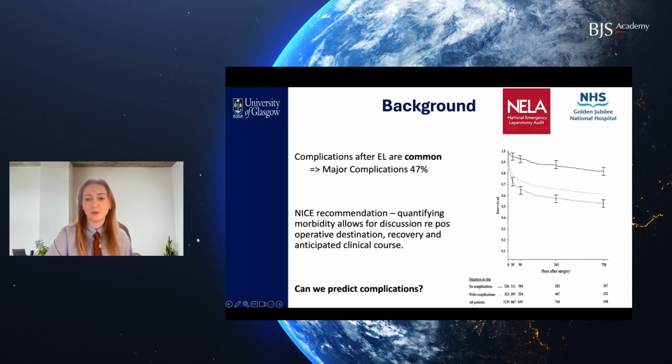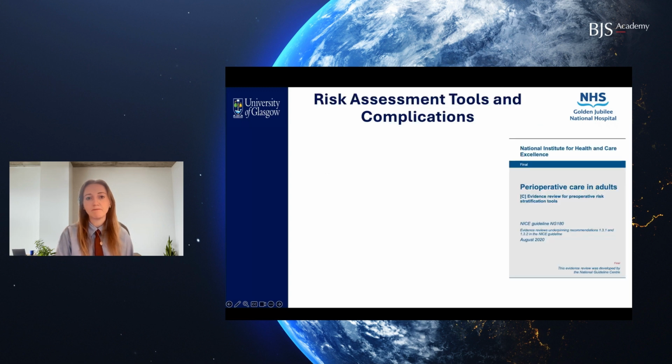So complications after emergency laparotomy are extremely common. Major complications occur in almost half of all patients. And you can see by the survival analysis graph here that that's directly related to mortality. Now, NICE recommends that we try and quantify this morbidity, which will allow for discussion for perioperative care and anticipated clinical course. But can we actually predict complications?